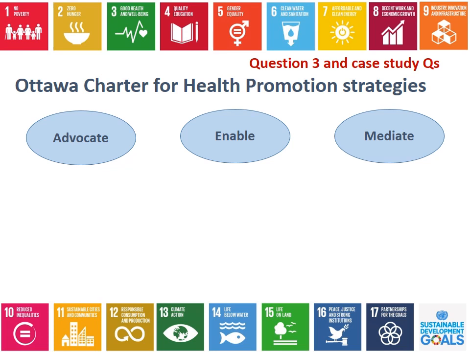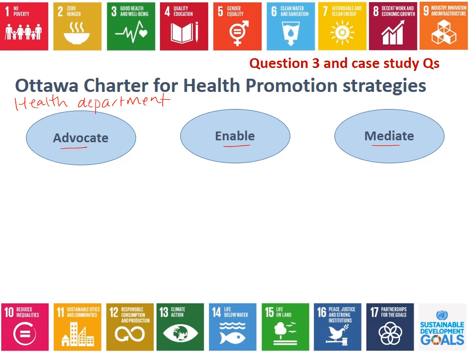So the Ottawa Charter strategies. Number 1 is to advocate. Then there's enable and mediate. So we'll go through each one. If you want to pause here and have a little think, what do these words mean? I'll use the example of a health department that wants to run a program on, say, obesity. Let's just use that. The health department wants to target obesity, prevent obesity. What kind of things might they need to do to advocate, to enable, and to mediate?